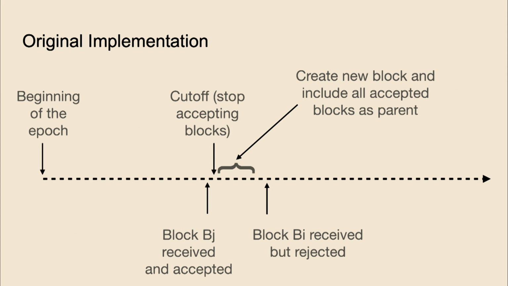And here is the original implementation of a Filecoin client. In the middle of this epoch, we have a cutoff time, and so the Filecoin node will only accept blocks before this cutoff time, and the blocks will be rejected after this cutoff time.